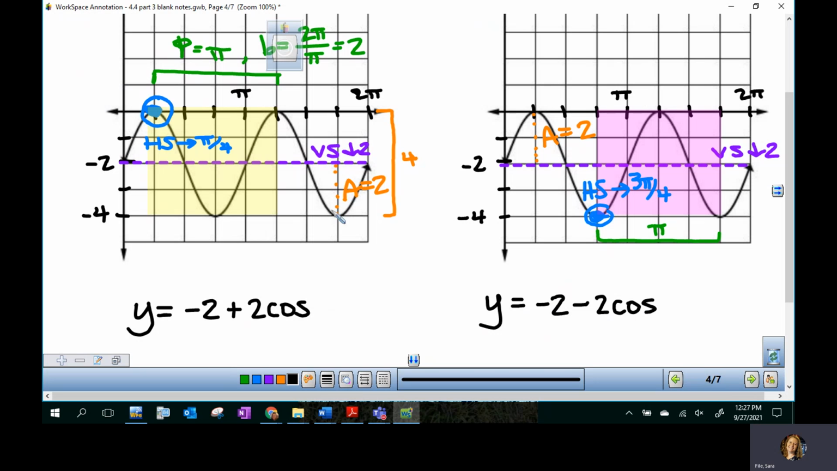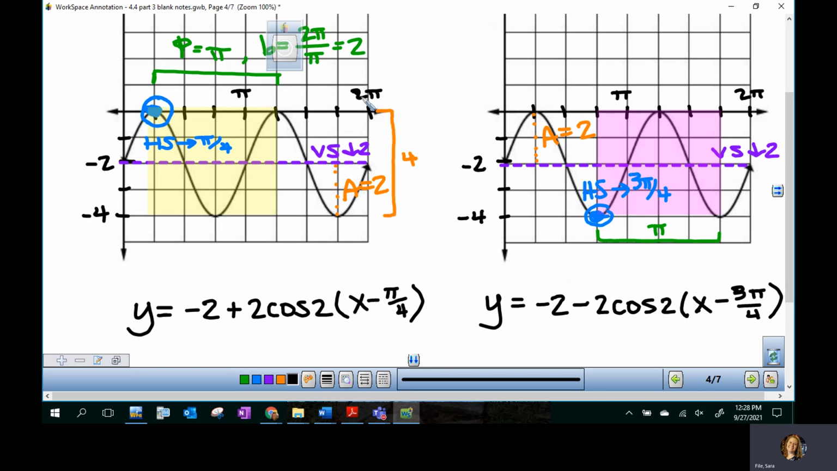Okay, and then what's the b value? 2. And then the horizontal shift for this one is pi fourths, so it's minus pi fourths in parentheses with the x. And over here, it's 3 pi fourths.